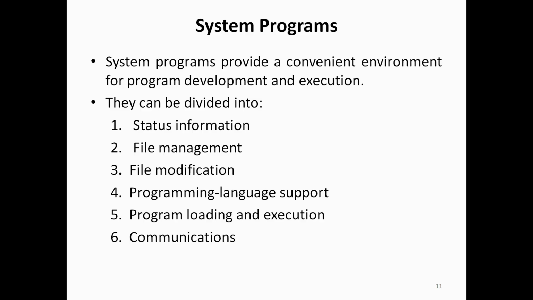So those system calls need a platform to get executed, and those are called the system programs. They can be divided into these six categories: status information, file management, file modification, programming language support, program loading and execution, and communication.